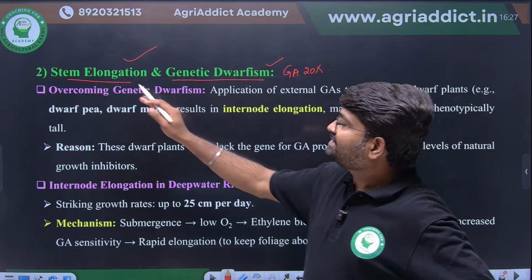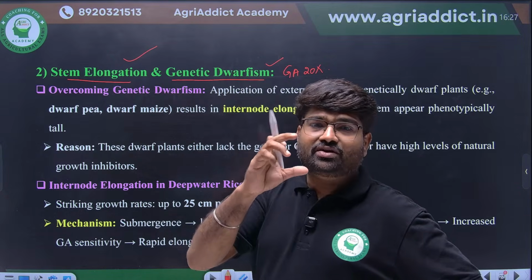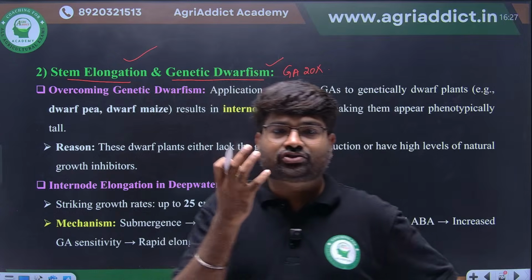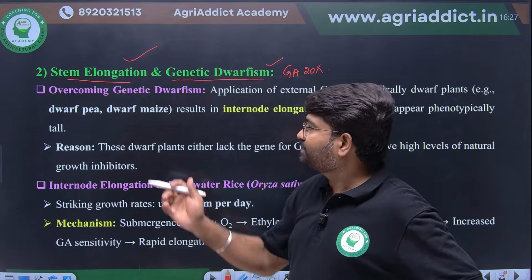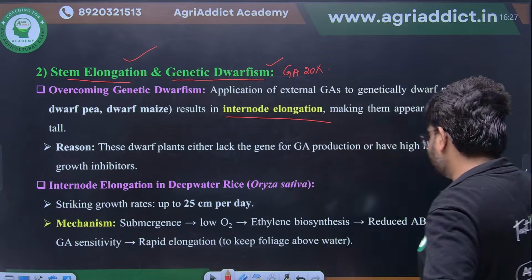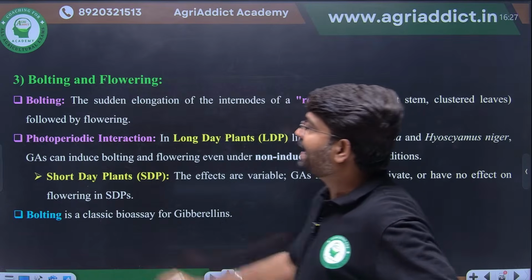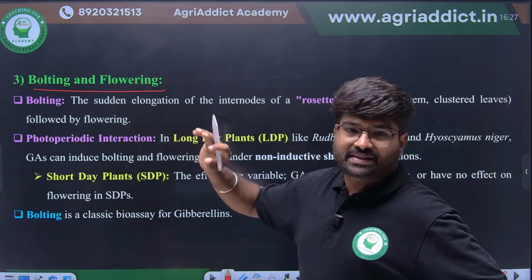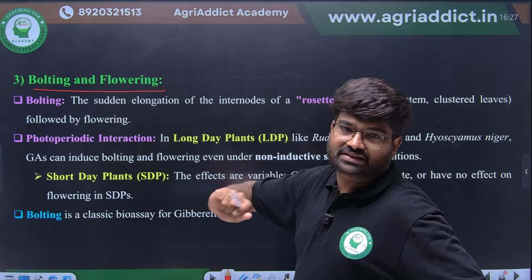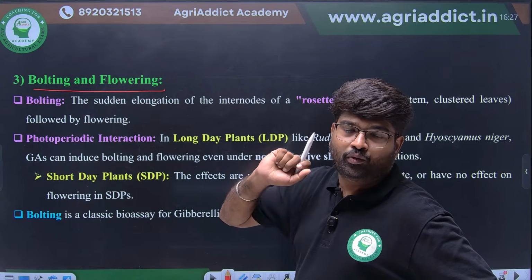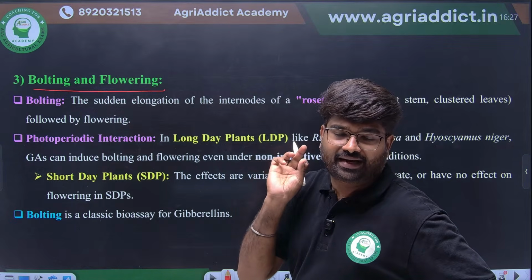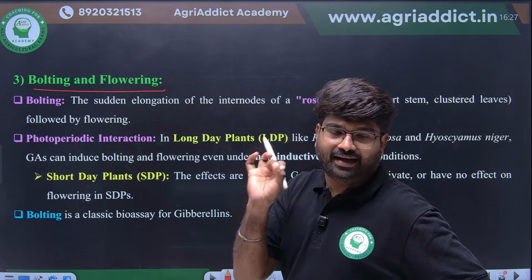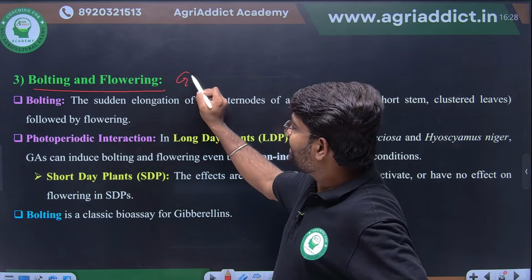Then stem elongation, which means internode elongation also happens. In sugarcane, for internode elongation, we spray gibberellic acid. This is another important thing. Bolting and flowering is a specific physiological function of gibberellic acid. Bolting and flowering are done by gibberellic acid.